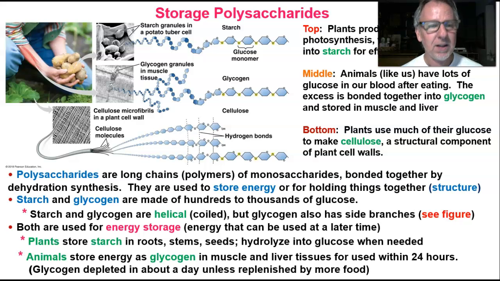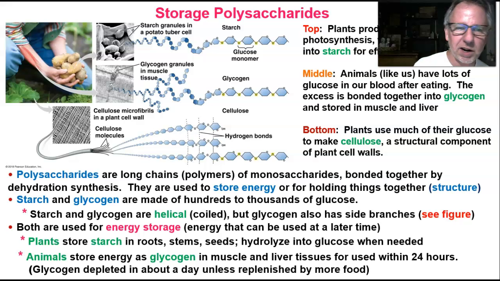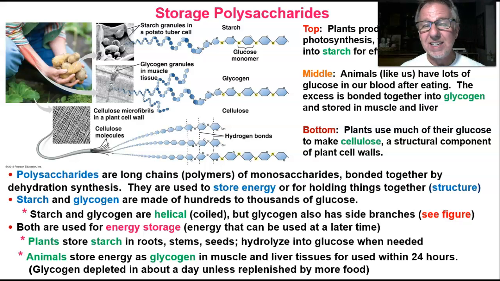So plants are storing starch kind of long term. We as animals are storing glycogen in the short term. And if you don't have another meal within a day, then your glycogen pretty much gets depleted. You use it up.